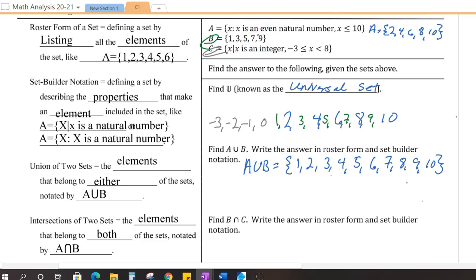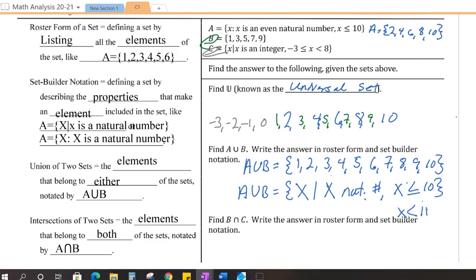Now if I'm going to write it in the other notation, in the set builder notation, we'd say A union B is equal to, need a bracket, X such that X is a natural number and X is less than or equal to 10. Now, if you'd prefer to say X is less than 11, that's perfectly fine. I prefer X is less than or equal to 10. I like the equal sign better. If you're doing it on a computer where it's hard to get that equal sign, then you're probably just going to say less than 11.